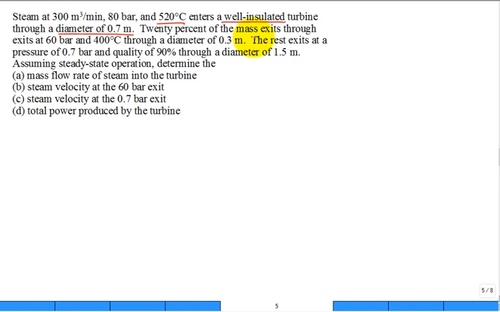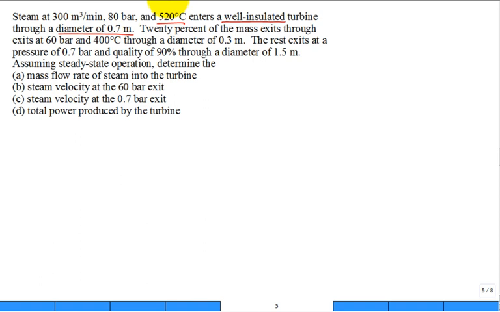20% of the mass exits through 60 bar and 400 degrees C through a diameter of 0.3 meters. What happens to the rest? Well, the rest of the mass exits at a pressure of 0.7 bar and a quality of 90% through a diameter of 1.5 meters. That's a lot of information in those 3 sentences to digest.